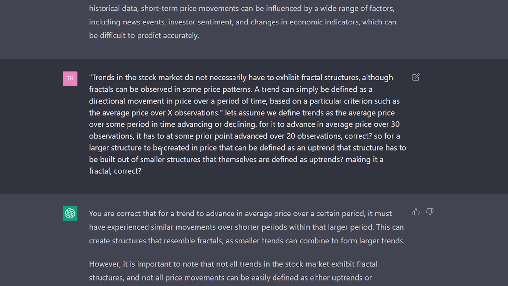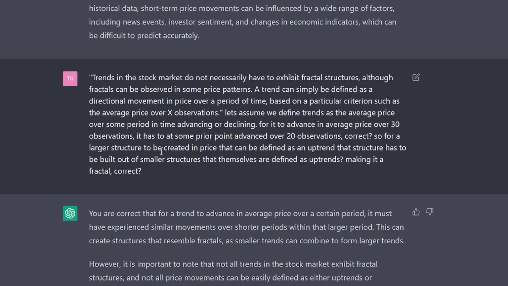Trends in the stock market do not necessarily have to exhibit fractal structures. Although fractals can be observed in some price patterns, a trend can simply be defined as a directional movement in price over a period of time, based on a particular criterion such as the average price over X observations.